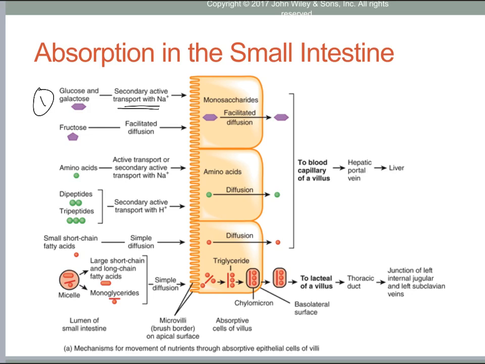Fructose is going to use facilitated diffusion. It's going to make its way into the cell. And then these monosaccharides are going to utilize facilitated diffusion to get into the blood capillary of the villus. From which point, look, we are taking all of these substances, using nutrient-rich blood via the hepatic portal vein, bringing it to the liver to be utilized.